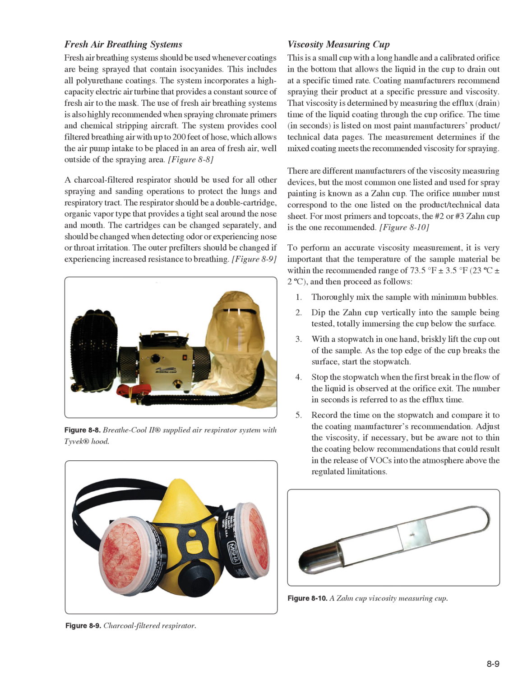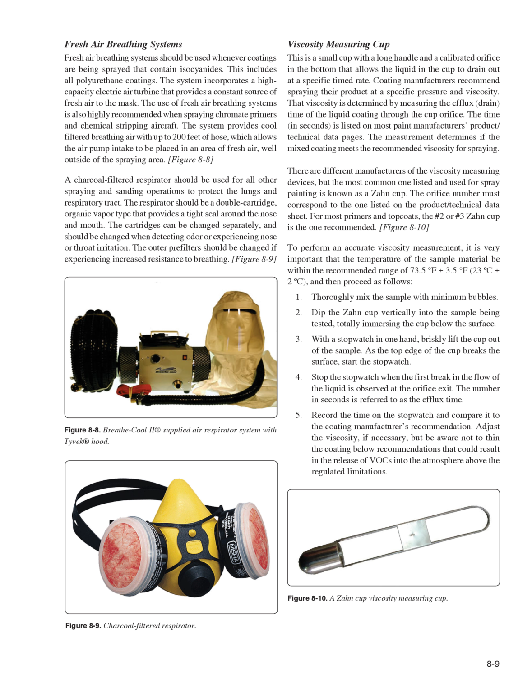There are different manufacturers of the viscosity measuring devices, but the most common one listed and used for spray painting is known as a Zahn cup. The orifice number must correspond to the one listed on the product/technical data sheet. For most primers and top coats, the number 2 or number 3 Zahn cup is the one recommended.